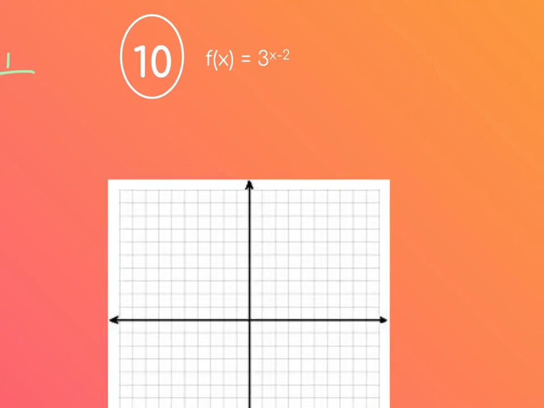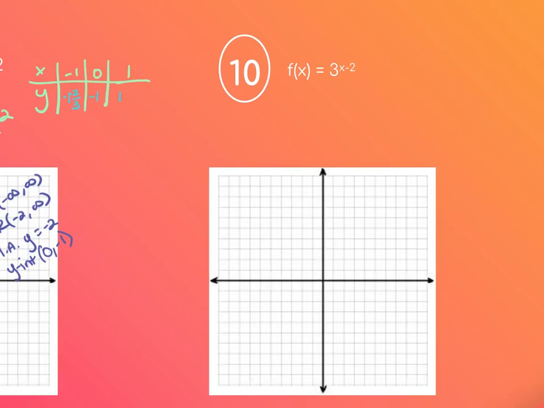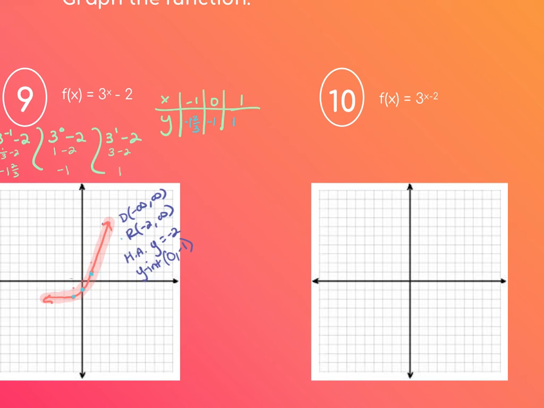All right, so what's going to happen with 10? What happens when I subtract in the exponent? You shift right. Shifts it right. So I could, again, if I already had the parent function, which was here, here, and here, I could shift everything to the right 2 places. 1, 2, 1, 2, 1, 2, and draw my new graph, erasing the old one.